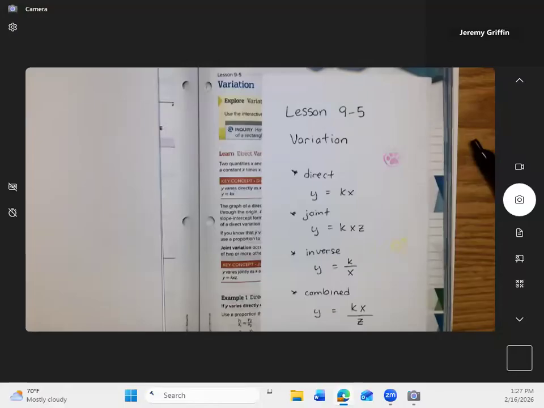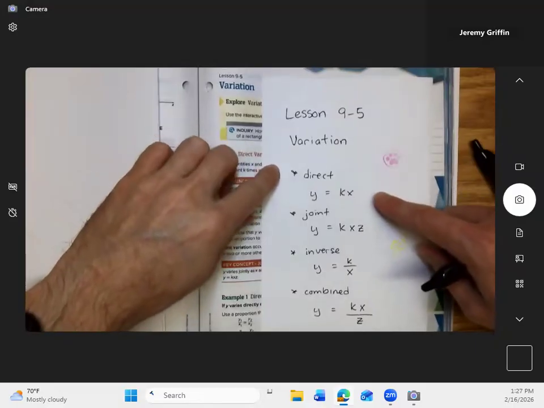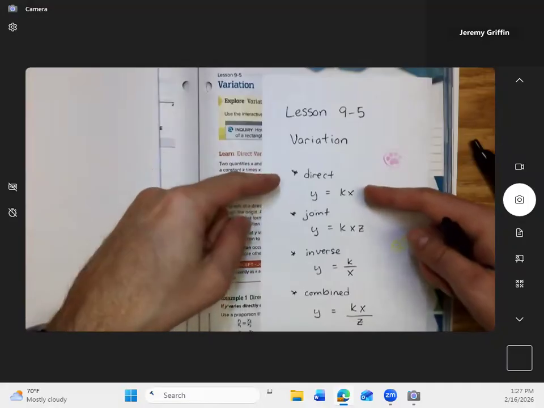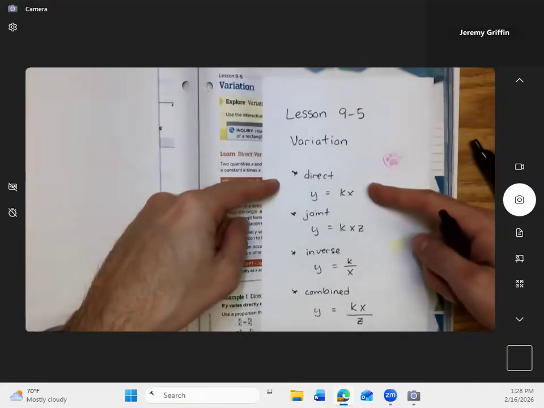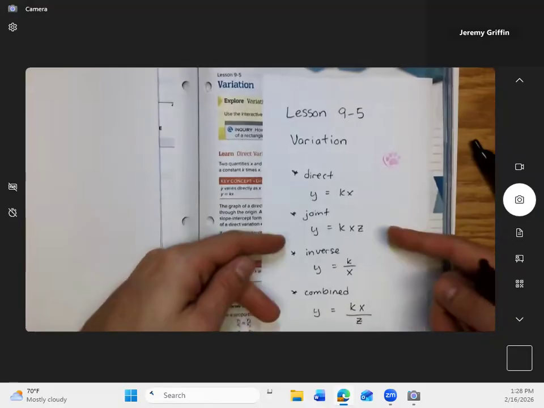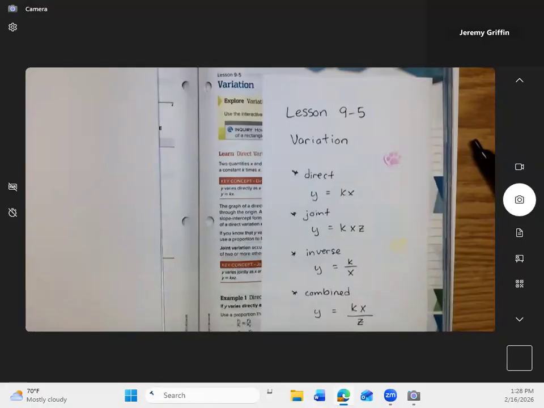Lesson 9.5, variation. Your book is categorizing four categories of variation. There's direct, like y equals kx. Then inverse, like y equals k over x. And then joint and combined, which could be some combination of those.